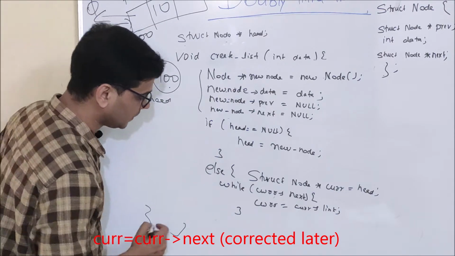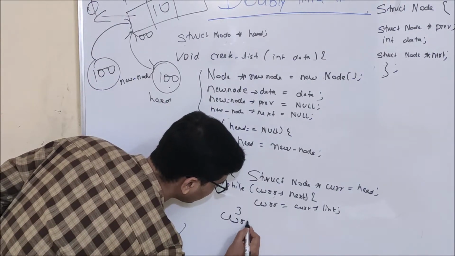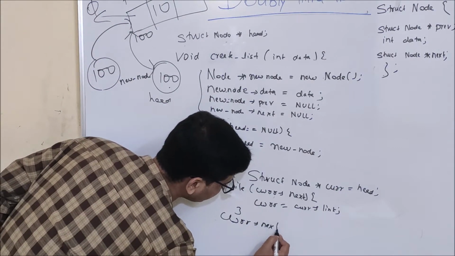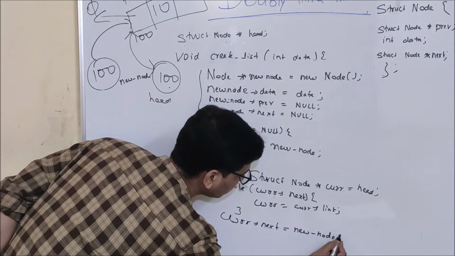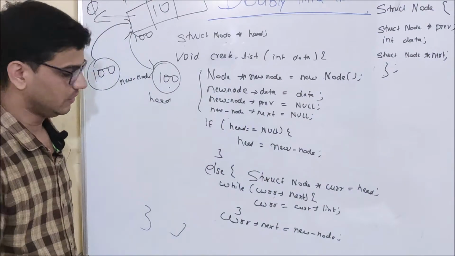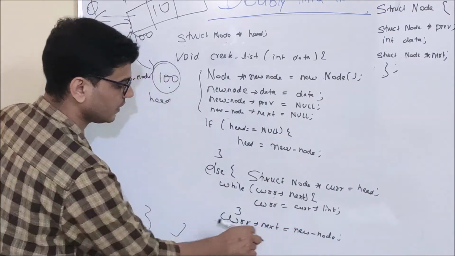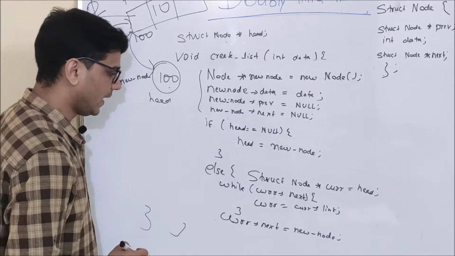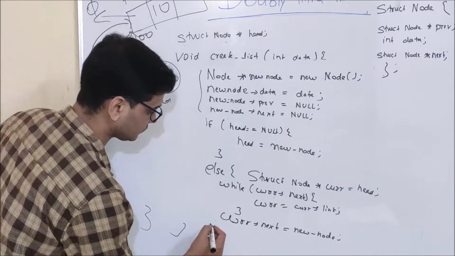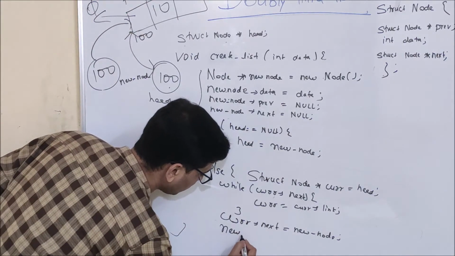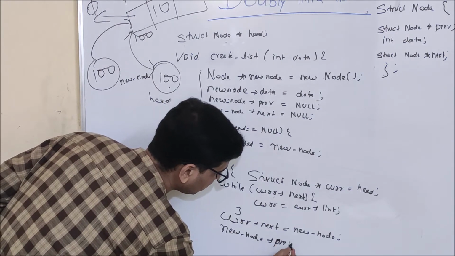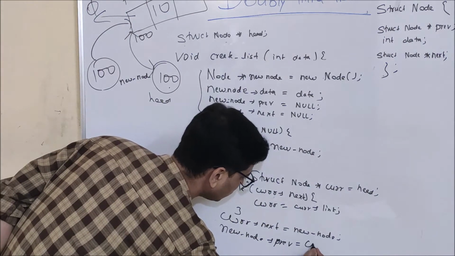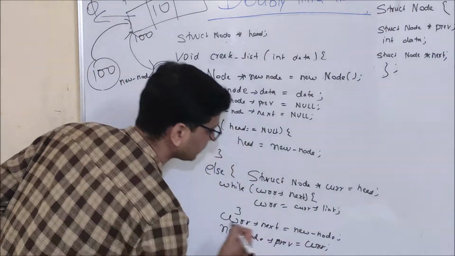And after that, what will we do? In cur dot next, we will update the address of the new node. That is, we will copy the value of the new node in our next pointer. And what will we do after that? New node dot previous equal to current.